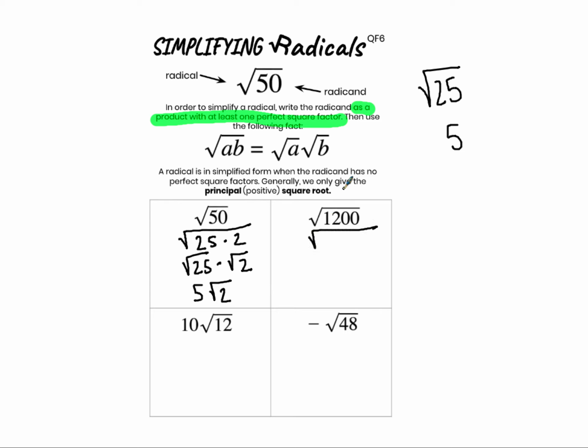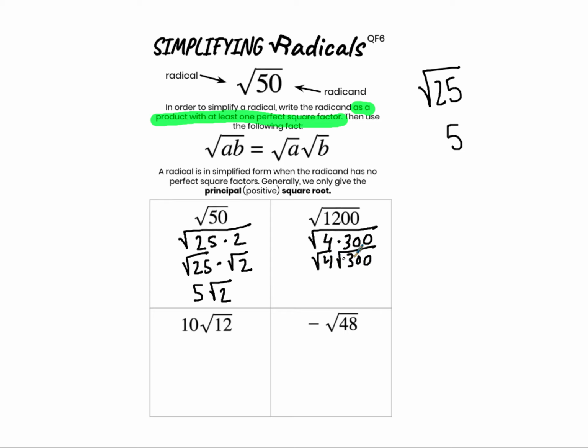Let's think. It's okay if I can't immediately identify the biggest perfect square factor. I just need to immediately identify at least one perfect square factor. So I can see that one perfect square factor of 1200 is 4. Maybe not the biggest one, but one of them. So 1200 is 4 times 300, and then I'm going to take the square root of 4 times the square root of 300. That means I can simplify this expression to 2 square root of 300.